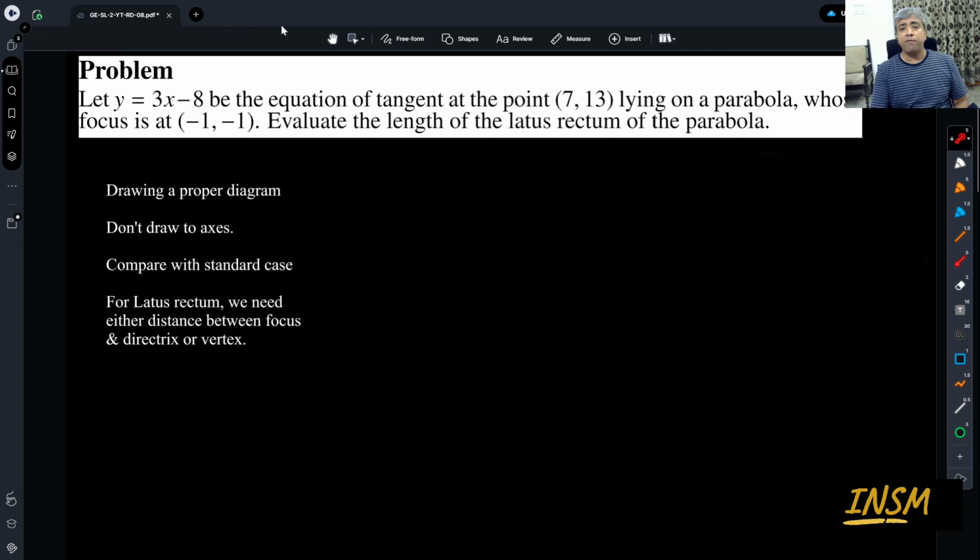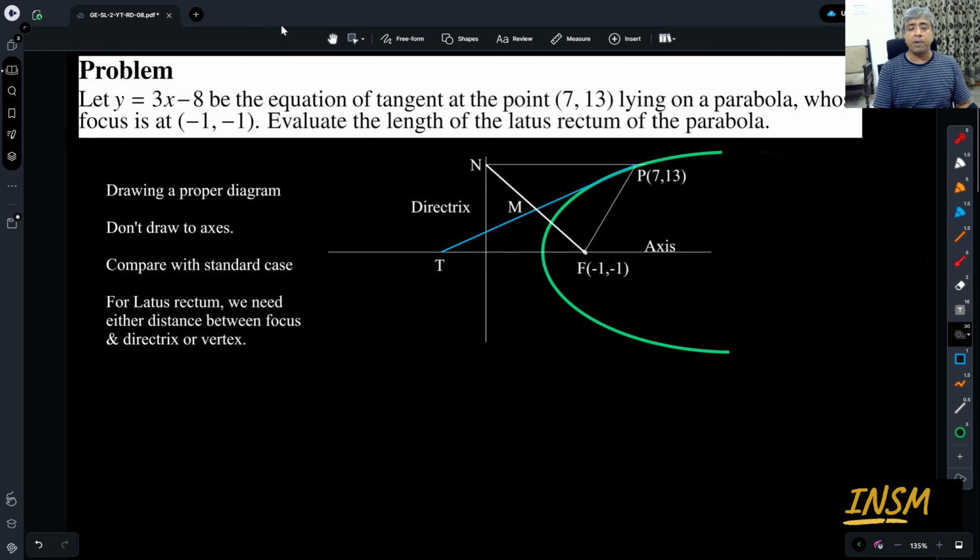And for finding latus rectum, what you will need is that the latus rectum is 4a in a standard parabola. And to find it, you will need either the distance between focus and vertex or focus and directrix. So we'll need to find one of those and then we can find the latus rectum. So first we draw a proper diagram of this problem.